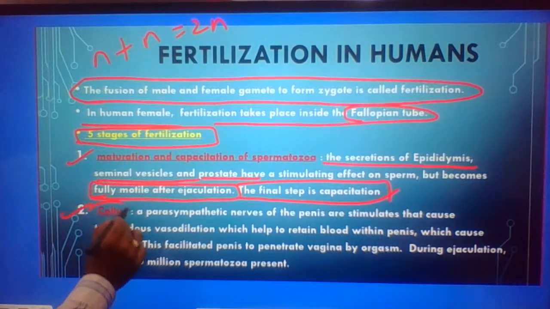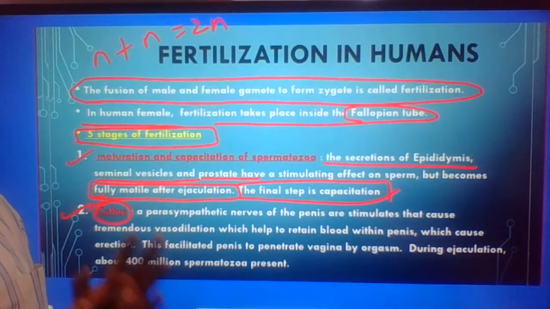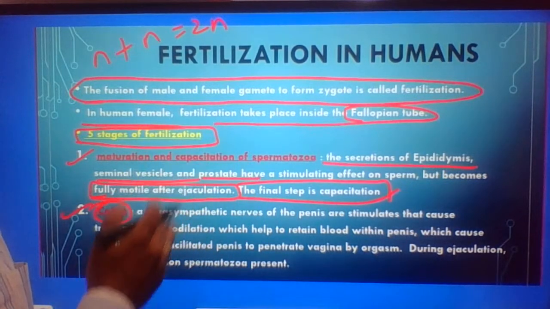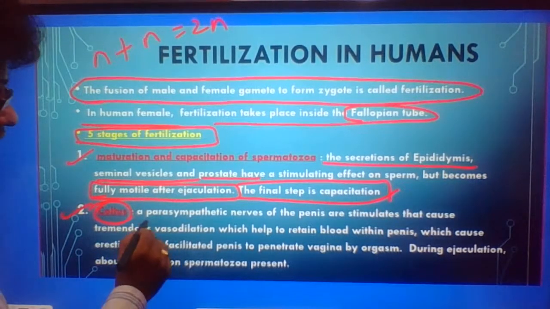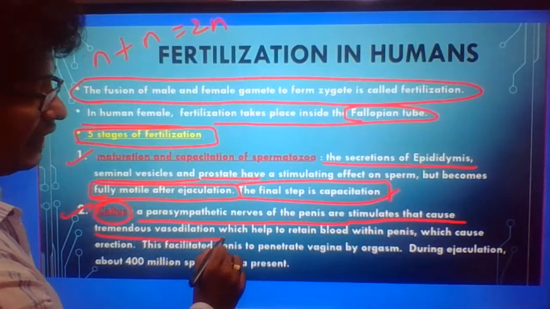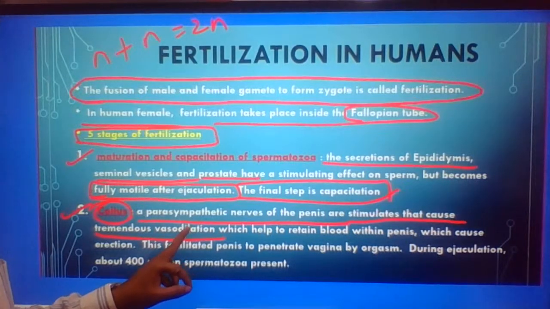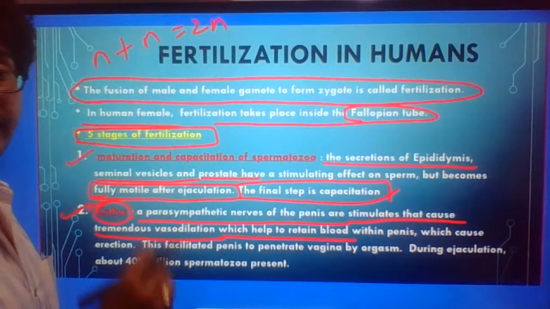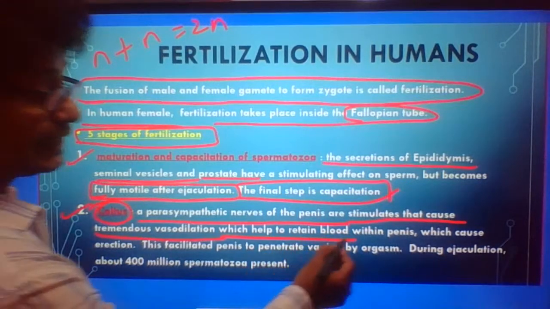The next stage is coitus. Coitus involves the parasympathetic nerves of the penis. The sperms are produced by spermatogenesis, and they have to come out of the male reproductive organ. For that, coitus is responsible. Here the parasympathetic nerve to the penis stimulates and causes tremendous vasodilation, so it increases the blood supply to the penis. The corpora cavernosa and corpora spongiosum, the erectile tissues already shown, are responsible for the erection of the penis. This helps to retain the blood and increase the blood supply in the penis, so this leads to erection of the penis.